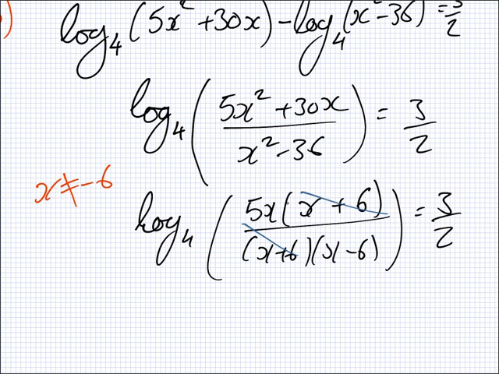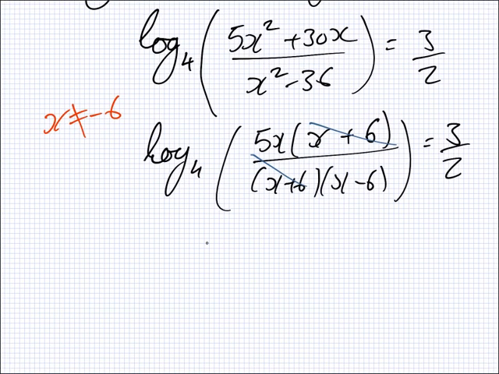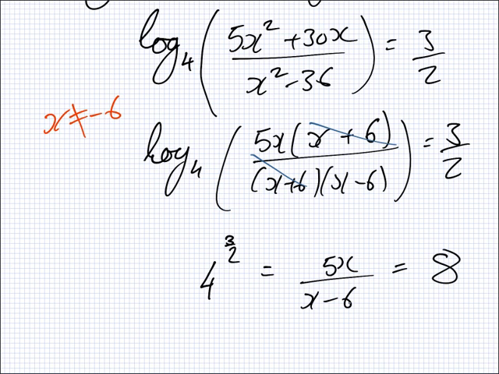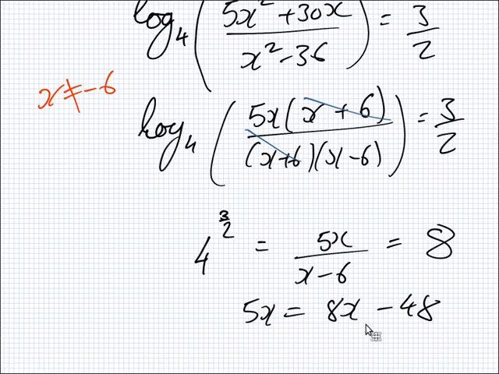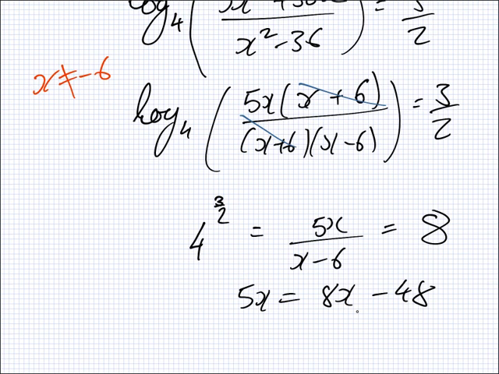Can you take 4 to the other side and say 4 is right? Oh yeah, that's the next step. So you can now say 4 to the power of 3 over 2 equals 5x over x minus 6. Now 4 to the power 3 over 2 is 8. So this is equal to 8. So you get 5x is equal to 8x minus 48. So 3x equals 48, so x is 16? Yeah. Positive 16.